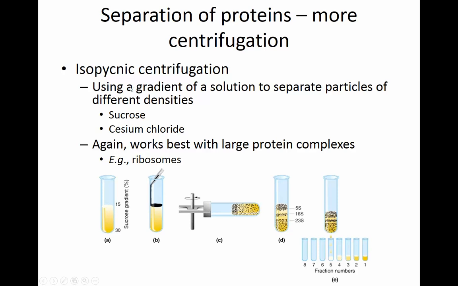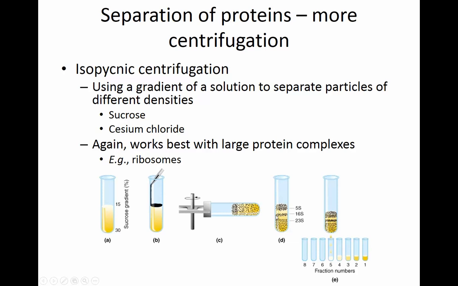And you can do isopycnic centrifugation, which is a little more of a one-pot type of method, where you have what's called a gradient. So you have a higher percentage of, and usually it's sucrose, but you have a higher percentage on the bottom, a lower percentage on the top, and then you carefully input your protein complex, in this case ribosomes, and you spin them at a certain speed, and based on the gradient and how fast you spun them, the smaller molecules will float up to the top maybe.